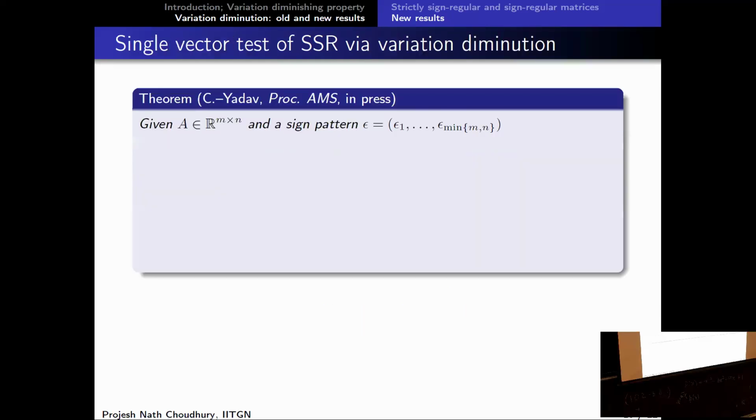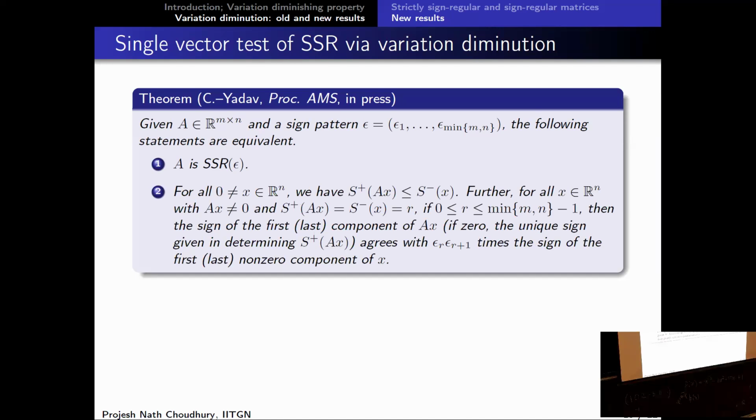Suppose you start with any sign pattern, according to your choice. Then A is SSR of this particular sign pattern if, first of all, it satisfies this condition, that is variation diminution with S plus of A, and if this equality occurs, then it satisfies this additional condition. If A is SSR epsilon, then this condition is basically natural, because it is also true for this. And if a matrix satisfies this condition, then you can say it is SSR.